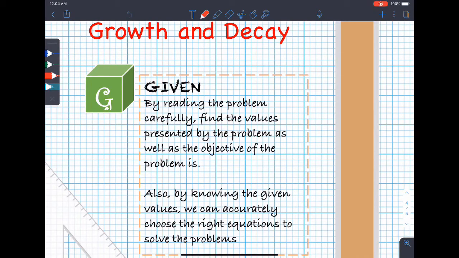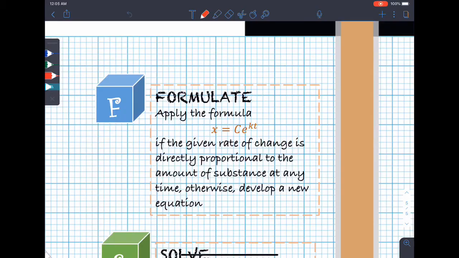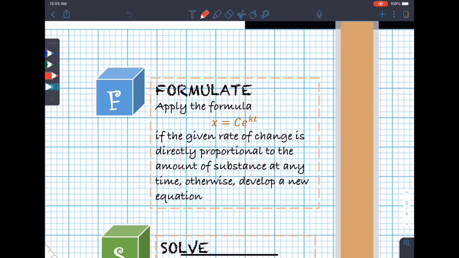For example, if the rate of change of the amount of the substance is directly proportional to the amount of the substance at any instant of time. Unless that relation is specified otherwise, there should be another relation for us to derive the given differential equation or the solution for that differential equation. Once we are able to identify the givens, we have to formulate our formula. Typically, for a growth and decay problem, that is x = Ce^(kt).